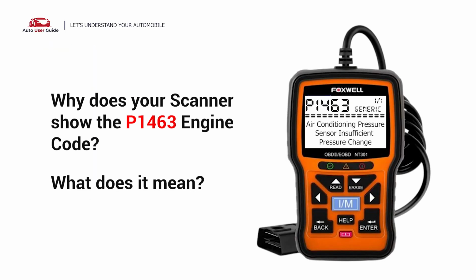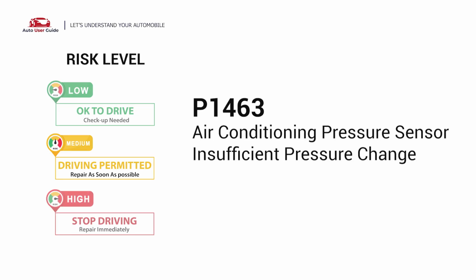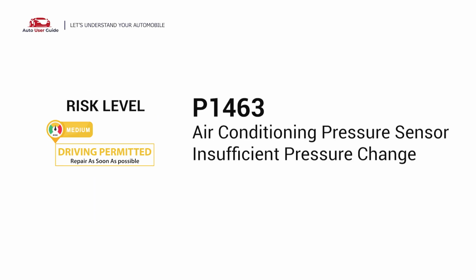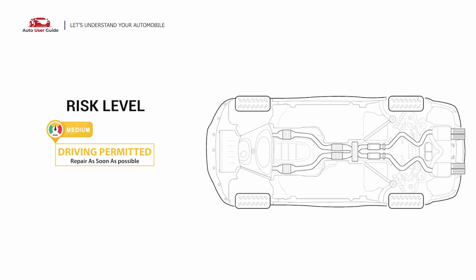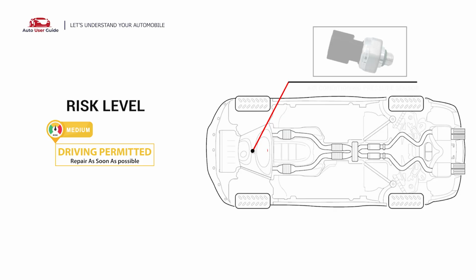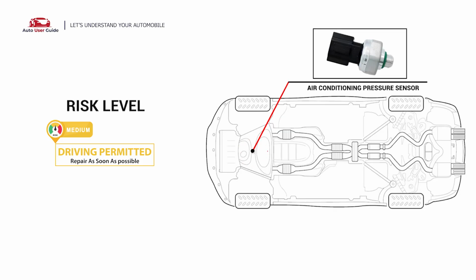Why does your scanner show the P1463 engine code? What does it mean? P1463 is a diagnostic trouble code for air conditioning pressure sensor insufficient pressure change. This error code indicates DTC is an enhanced manufacturer-specific code.